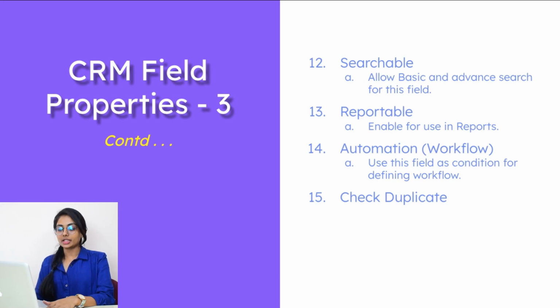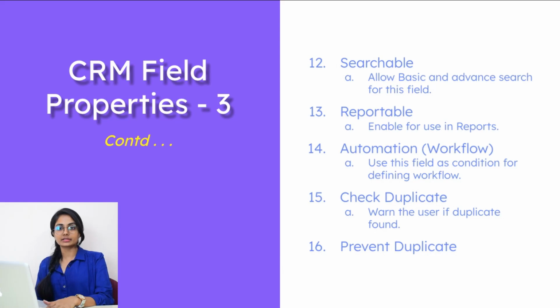Next property we have is check duplicate. If you have enabled this property on any field in CRM, then you can identify on the basis of this field if there is any duplicate in that module. For example, I have enabled phone field on the contact module for duplicate check. So next time whenever I'm creating any new contact, if I am providing the same contact number in the new contact that is created, then CRM will check whether the phone number is already available in another contact or not.